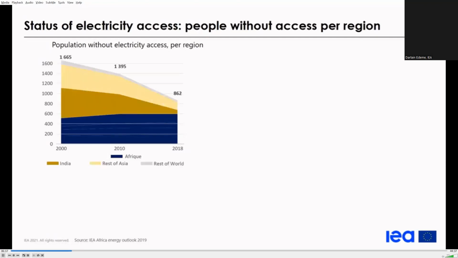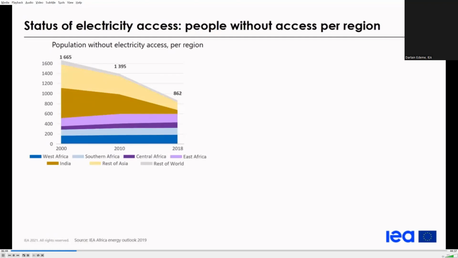And when we look at other parts of the world, it is striking to see that at the beginning of the century, India and rest of Asia were concentrating almost as many people without electricity as Africa, but those numbers have sharply declined, and now electricity access is increasingly a challenge for Sub-Saharan Africa.